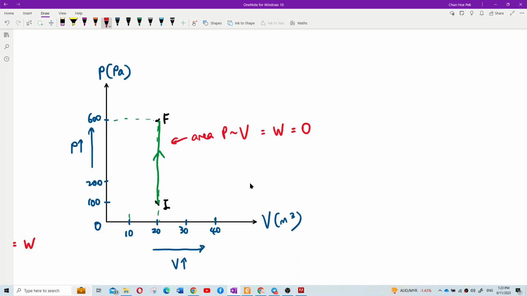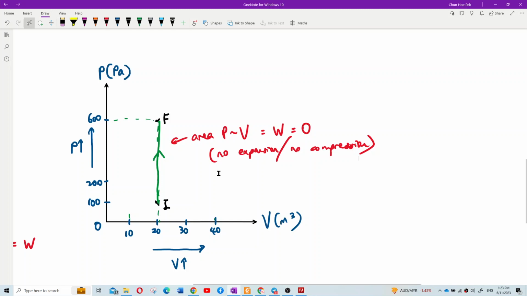So that means no expansion or no compression. Okay, everyone understand, class? Just a thumbs up is enough for me. So no expansion, no compression. So it's zero work done.